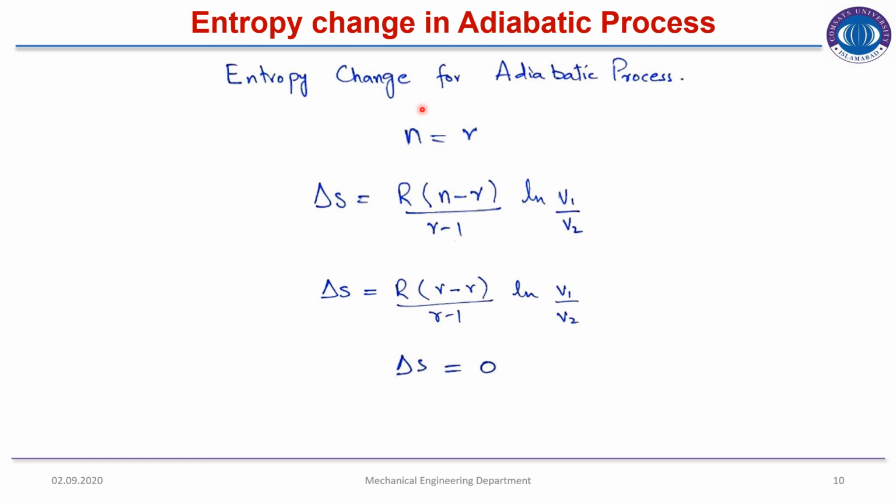Therefore, as we know, the adiabatic process is an isentropic process because the entropy change is 0 during an adiabatic process. So here we have mathematically proved that the entropy change during an adiabatic process is 0.